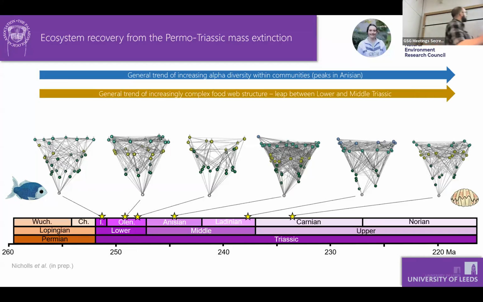If we look at the structure of these food webs, we see a general trend of increasingly complex food web structure through our time series, but there's a big leap between the lower and middle Triassic. So our first 3 communities from the lower Triassic are a lot less complex than our middle and late Triassic communities. So again, fitting with the idea of about a 5 or 7 million year recovery, but we're starting from a higher functioning baseline than was always thought previously.